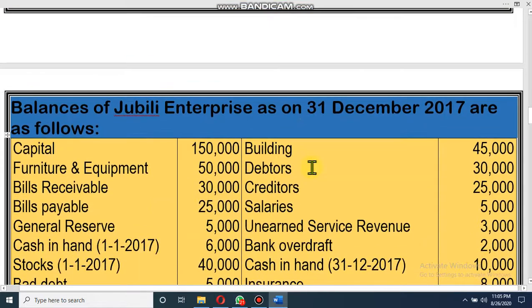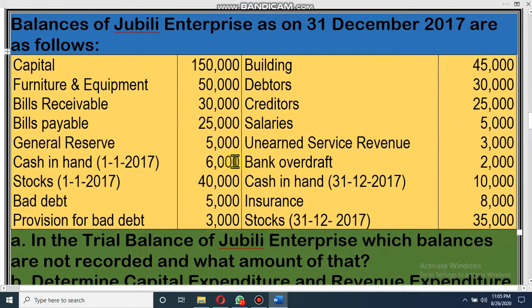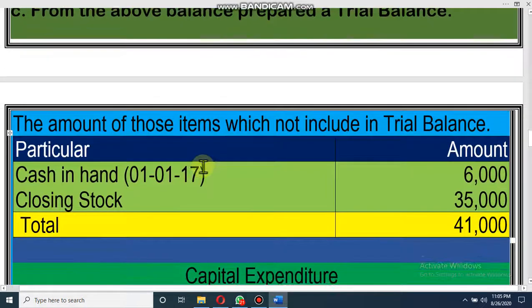Dear student, let's come to our class. Dear student, this is a question. This is from your main books. This is CQ2 from your books. So today we will show how we will solve this problem.